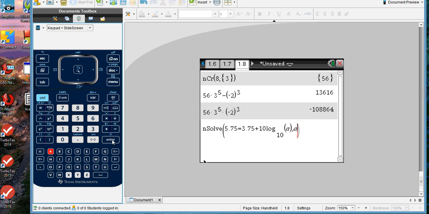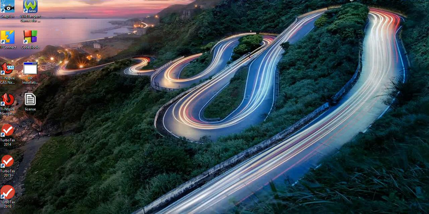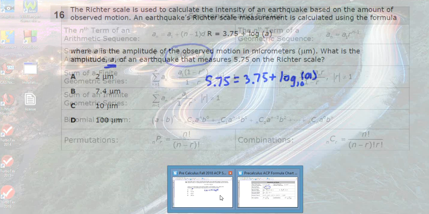Let's see what we get. I get 1.58. Somehow that doesn't look exactly right. What's wrong? 0.58. Is that right?